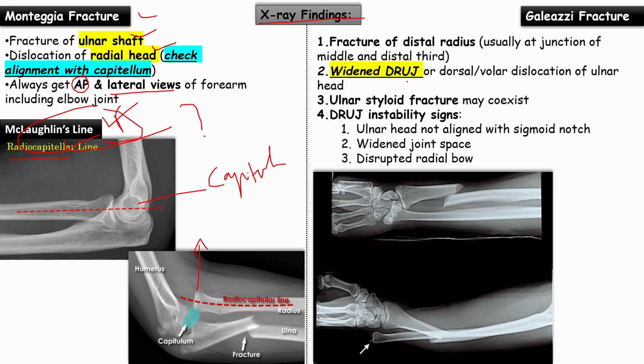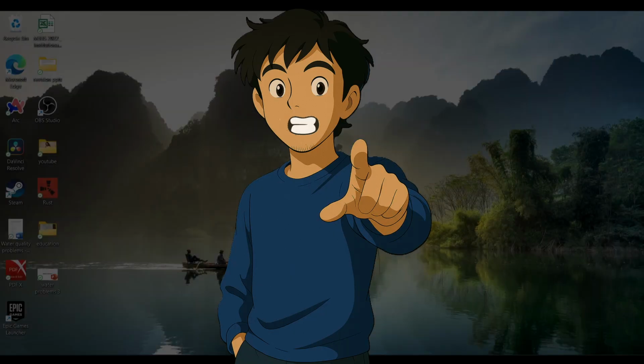In the Galeazzi fracture, again it is the same thing. You will see a fracture of the distal radius and a widened distal radio-ulnar joint. Classic Galeazzi. And that's all.